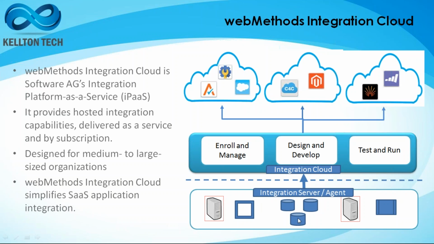In the diagram represented here at the bottom, you see that this is the infrastructure within your organization's domain. Now you can host an integration server or an integration agent, which is a lighter version of the integration server, and this way you can provision all your on-premise applications over to the cloud. The cloud will be integration cloud, which will allow you to enroll and manage, design and develop, test and run. As the diagram itself represents, it has all the connectors built in to connect to any of these SaaS applications represented in the diagram.